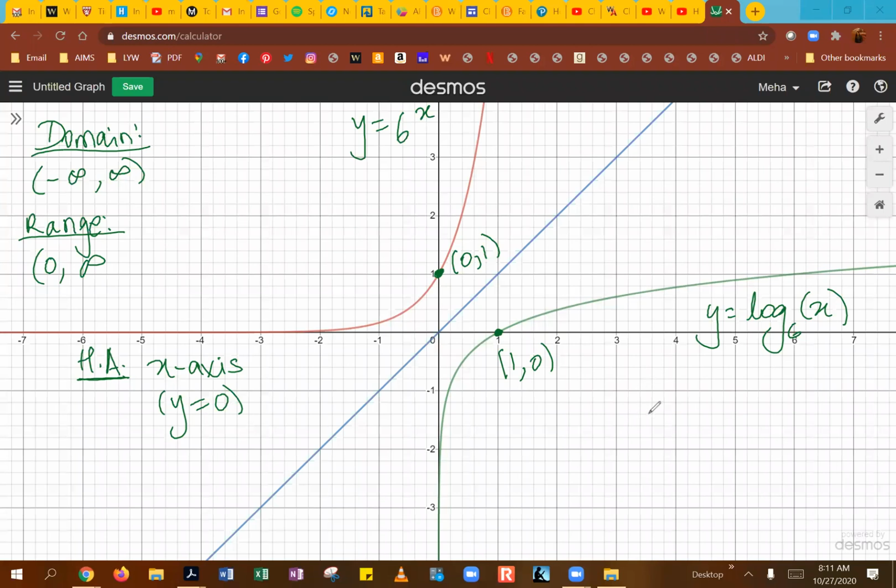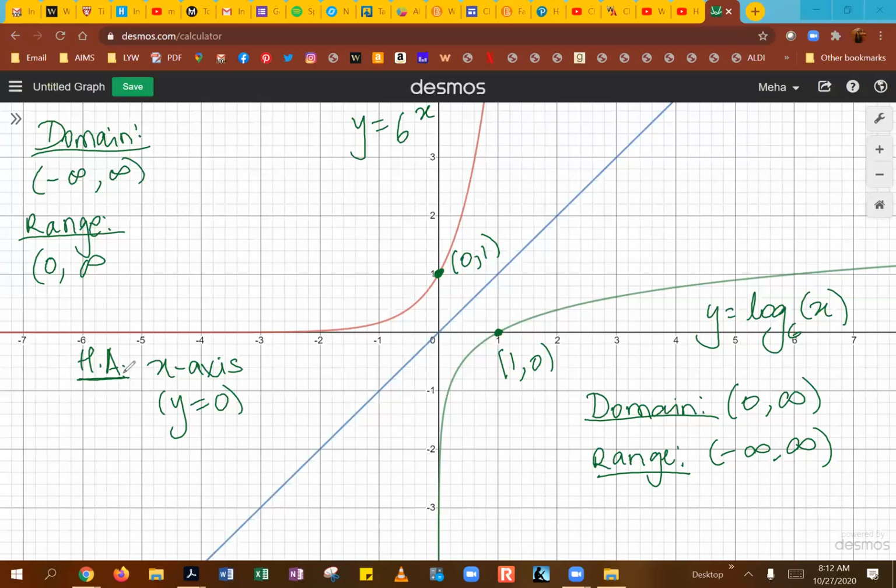So since the logarithmic function is the inverse of the exponential function, that means our domain and range are going to flip, right? They're going to change. So now the domain, and you can verify that by looking at the graph, becomes 0 to infinity, not including 0. The range will become negative infinity to positive infinity. So we're just switching the order of the domain and range from the exponential function to the logarithmic function.